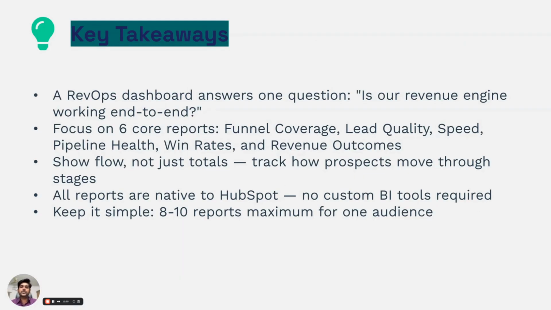Okay, key takeaways. Let's bring this home. Here are your key takeaways. Number 1, a RevOps dashboard answers only one question: is our revenue engine working end to end? Keep that focus. Number 2, focus on 6 core reports: funnel coverage, lead quality, speed, pipeline health, win rate, and revenue outcomes. That's all you need. Number 3, show flow, not just totals. Show how data moves through the system, show how people move through the system.